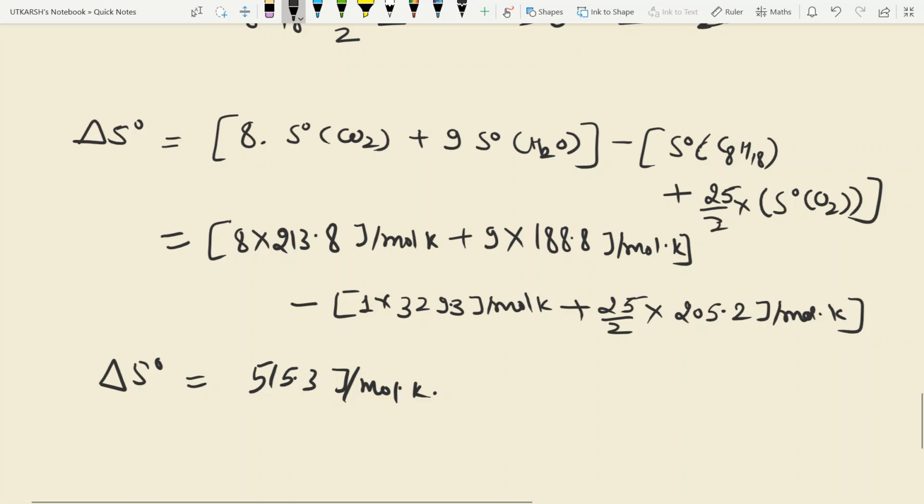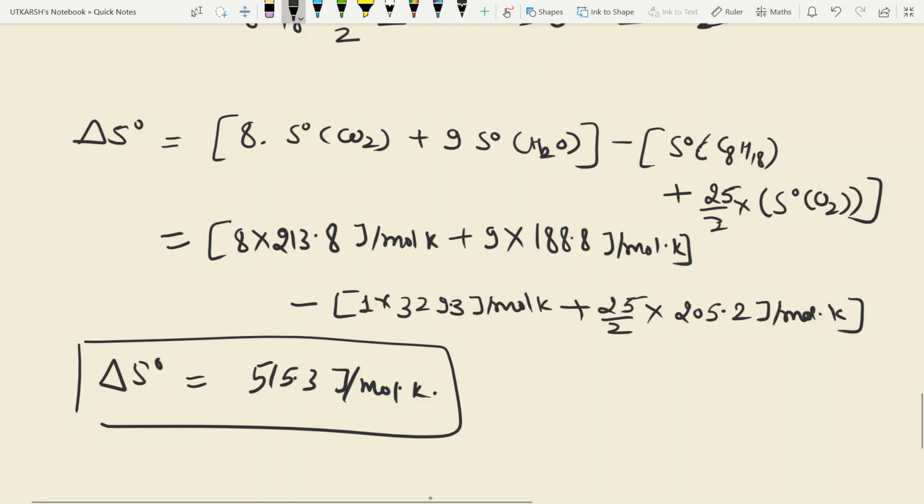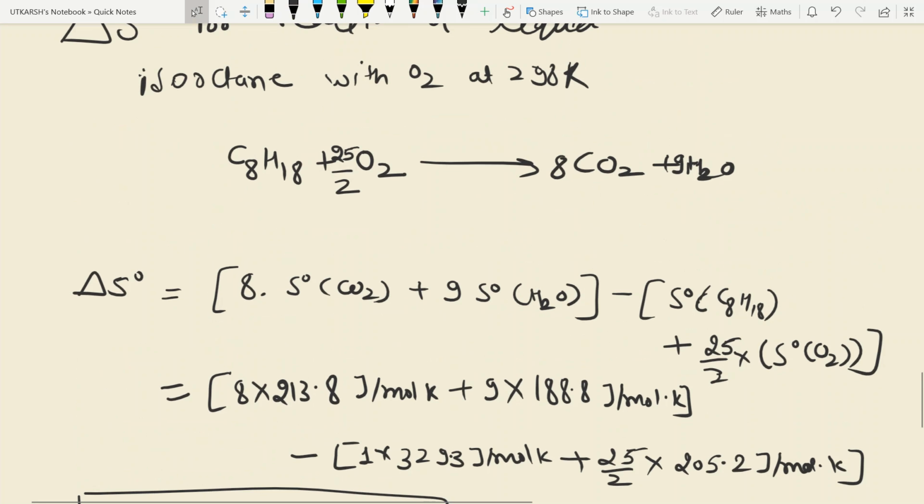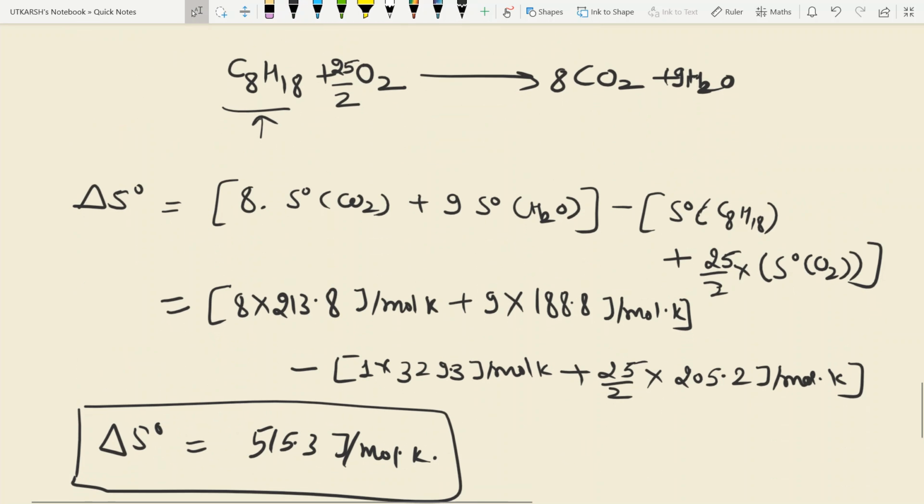So this is how we can calculate the change in entropy, and it is expected that the change in entropy should be positive, as there is one large hydrocarbon molecule. This one large molecule is breaking down into smaller and smaller molecules, so there are many gaseous particles and hence entropy should increase.